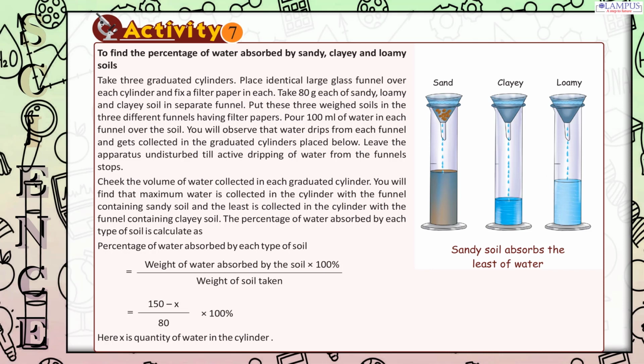The percentage of water absorbed by each type of soil is calculated as: percentage of water absorbed by each type of soil equals weight of water absorbed by the soil multiplied by 100% divided by weight of soil taken, which equals (150 - x) divided by 80 multiplied by 100%. Here x is the quantity of water in the cylinder.